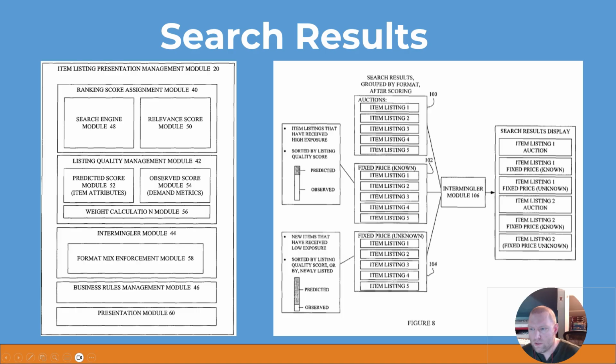On the right here, this shows you how they do this intermingling. Basically, there's a ranking that's generated for auctions, fixed price with a known history, and fixed price with an unknown history. And then they kind of mix those together a little bit, and spit out a nice diverse search result page here. And what this does is it gives new listings a shot at ranking, because otherwise, if they only did it based on historical data, then the older listings would dominate and nobody else would really get many eyeballs.